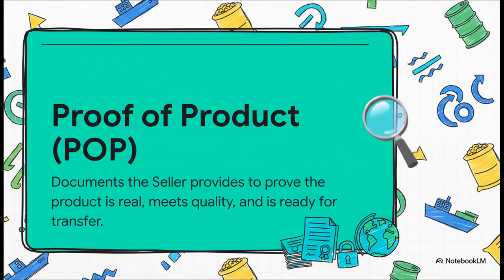And on the flip side, you have the proof of product, or POP. This is how the seller proves they're legit. And here's the wild part. The buyer almost never physically sees the product before they pay for it. Nope. Instead, they get a pile of official papers: a quality inspection report, a certificate of origin, a bill of lading. It's all about the paper trail that proves the product exists and is exactly what they're paying for.